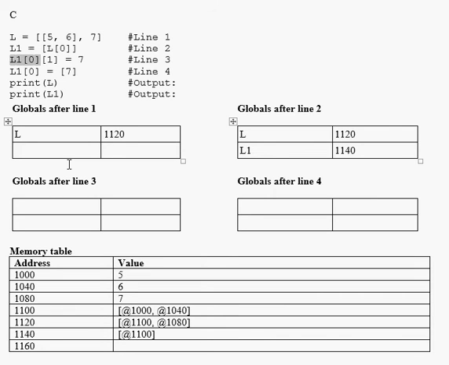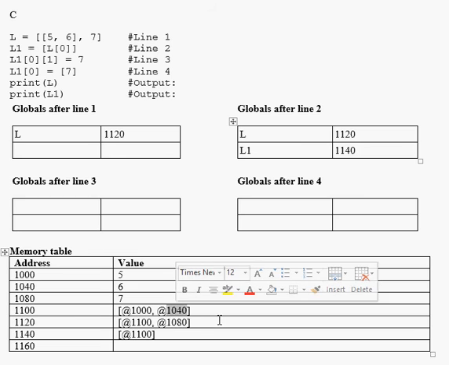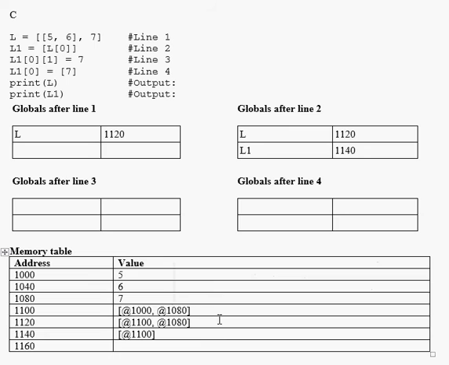What's L1 at 0? Well, L1 is 1140, L1 at 0 is 1100, this list. What's L1 at 0 at 1? Well, it's this list at 1, the second element of this list. We are saying that it should now be referring to 7 rather than whatever it was referring to before. In other words, instead of 1040, this should now say 1080. We are done with line 3.